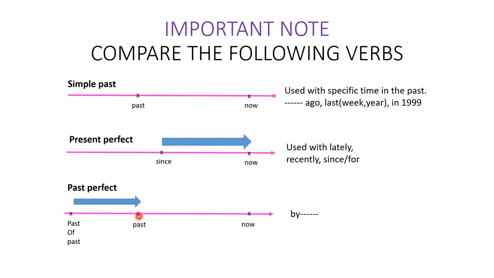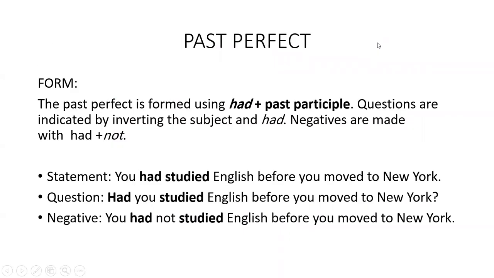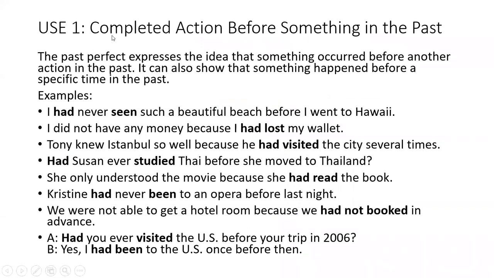So going back to our use, I'm going to go on reading. It can also show that something happened before a specific time in the past. That point in the simple past can come in the form of not a verb, but a specific point in the past. We'll talk about it further. Let's look at the examples.